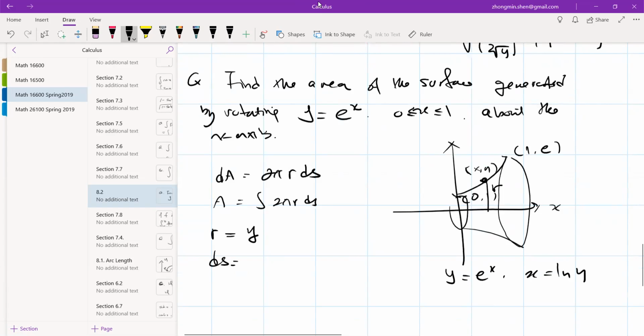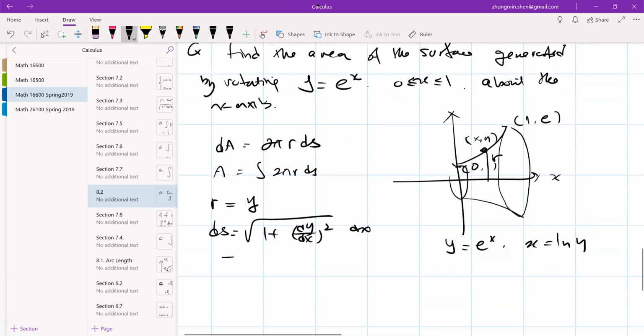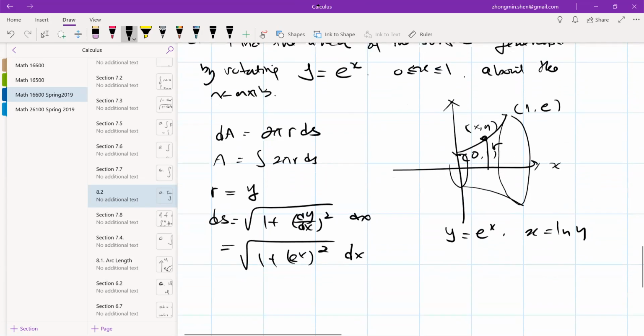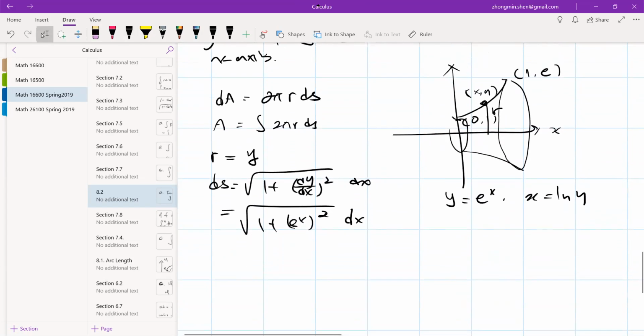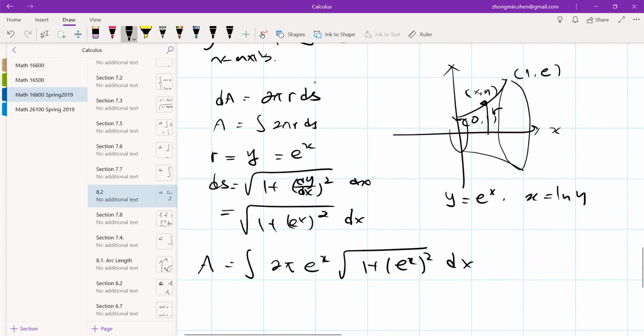Okay. So ds, if you use the x variable, will be square root of 1 plus (dy/dx) squared dx, right? Then you find the derivative, which is going to be e to the x, squared, dx. So this time you use x. In this case, you have to change your y to e to the x. Now the area is going to be the integral of 2 pi. What is r? r is e to the x, times square root of 1 plus e to the x squared dx. x goes from 0 to 1.